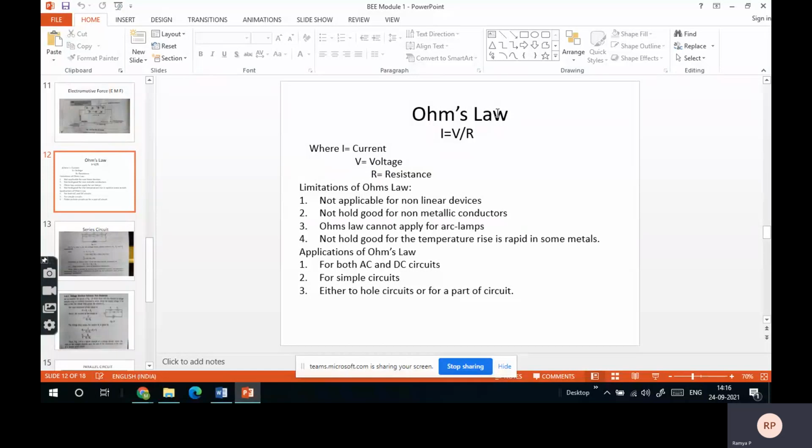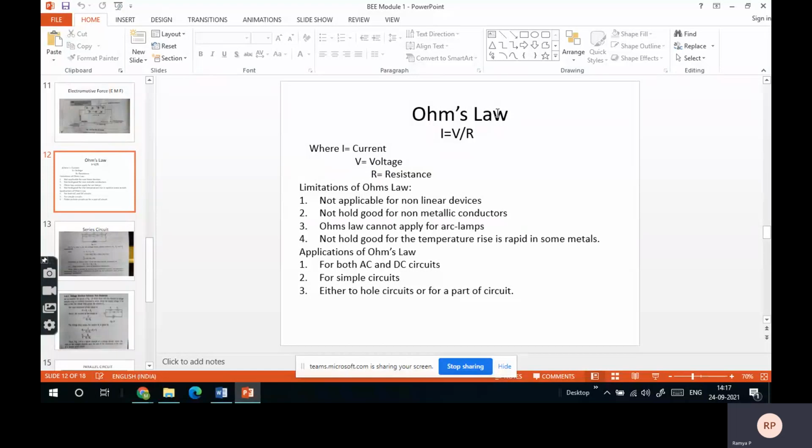As I'm discussing a topic on DC circuits, even though I'm discussing Ohm's law in the DC circuits, it is applicable even for AC circuits also. AC is nothing but alternating current. DC is nothing but direct current. So Ohm's law is applicable for both AC as well as DC circuits. And the next application is that Ohm's law can be applied for simple circuits or for a complex circuit. So yes, it can be applied for both the circuits here.